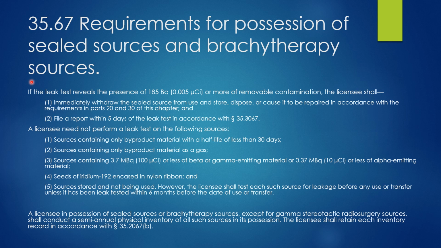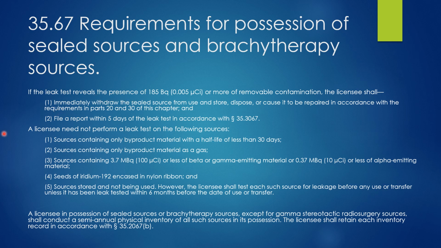If the leak test reveals that there's 0.005 microcuries or more of removable contamination, then you have to immediately withdraw that from use and either store, dispose, or cause it to be repaired. And then there's special requirements for that. You also have to file a report with the NRC within 5 days of the leak test. Now, if you are in an agreement state, that might be slightly different. So pay close attention to that if you're in an agreement state. But for the NRC, it needs to be filed within 5 days.